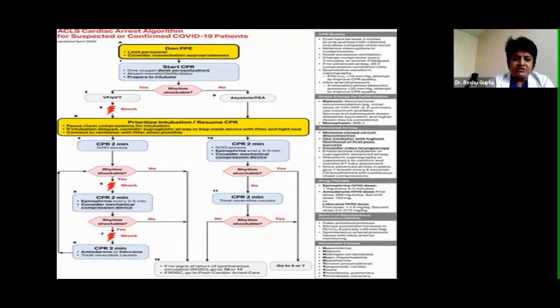So pause the compressions for intubation, and if intubation is delayed, consider any other supraglottic device or bag and mask with filter, because we have to prevent aerosol dispersal during the COVID pandemic.